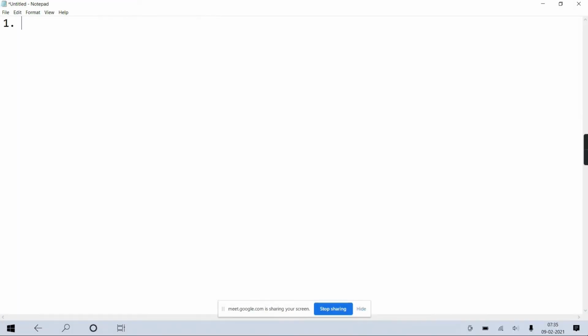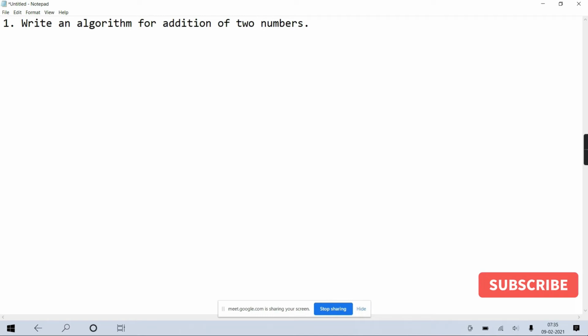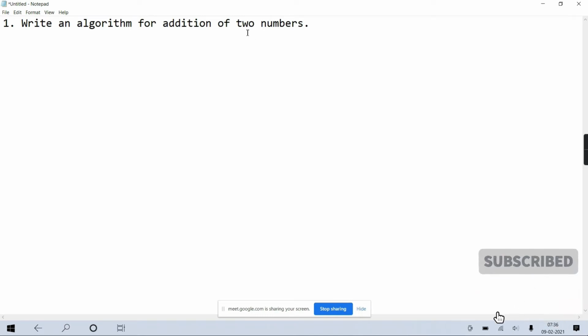First example is write an algorithm for addition of two numbers. Okay, so you have to accept two numbers from user, add those two numbers and print the result. Getting very simple elementary example. I'm just starting with the very first example.